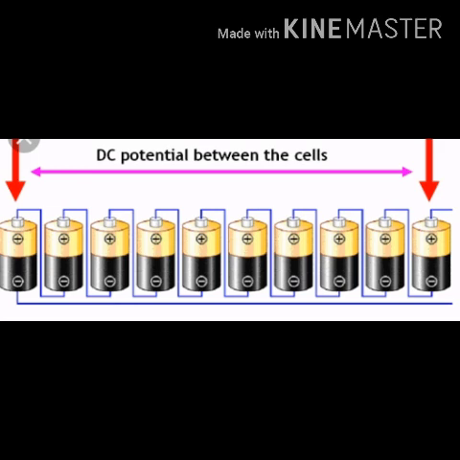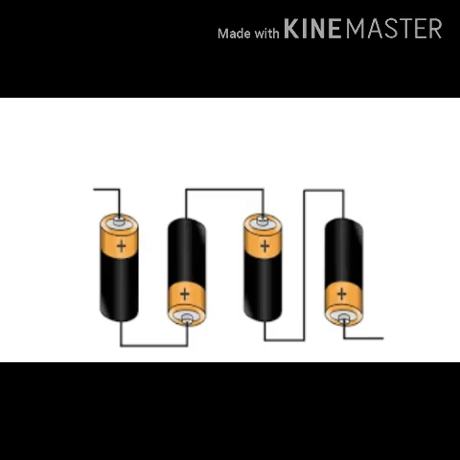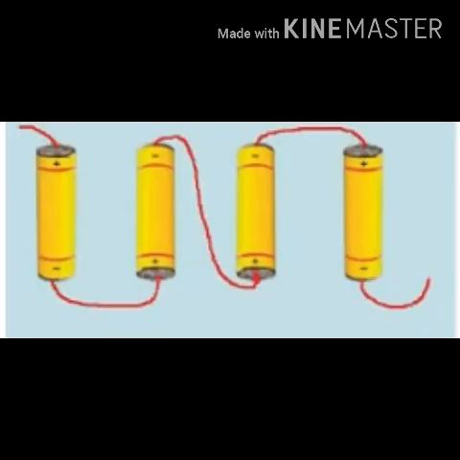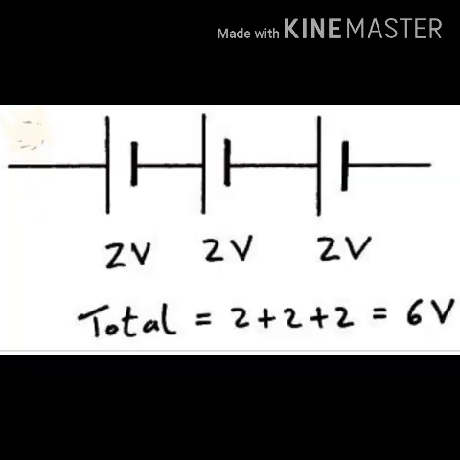If the cells are connected as seen in the figure, the connection of cells is known as a battery of cells. But how to connect the cells in order to obtain more potential difference? It is very important to connect the cells correctly. In the series connection, connect the positive terminal of one cell to the negative terminal of the second cell and the positive terminal of the second cell to the negative terminal of the third cell.